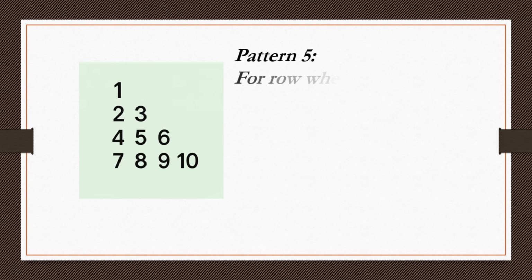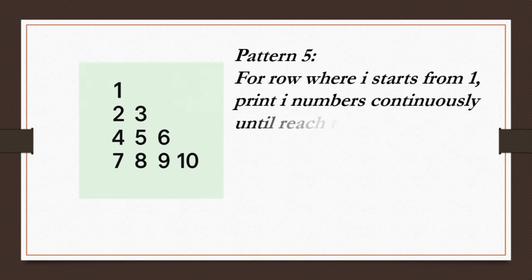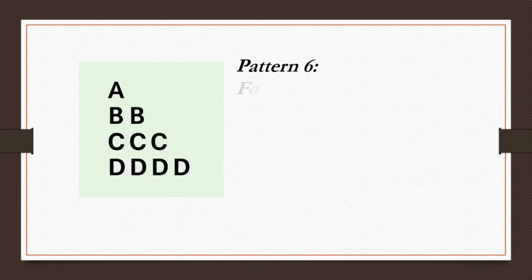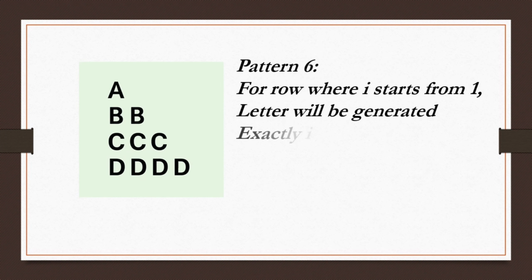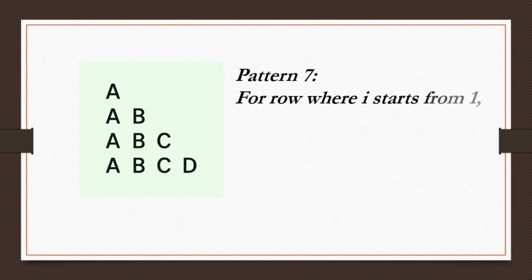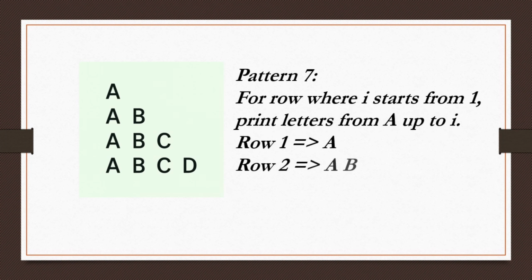Pattern 5. For row where I starts from 1, print I numbers continuously until reaching the end of the row, row 1: 1, row 2: 2 3, row 3: 4 5 6. Pattern 6. For row where I starts from 1, letter will be generated exactly I times, row 1: A, row 2: BB. Pattern 7. For row where I starts from 1, print letters from A up to I, row 1: A, row 2: AB.